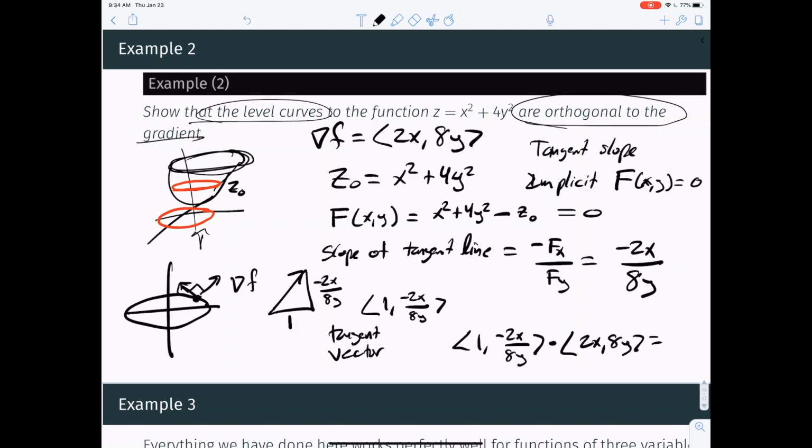And I get 2x minus 2x equals 0. So two vectors, we dot product them, we got 0. When the dot product of two vectors is 0, those vectors are orthogonal. So there we go. And we did it not just for one case, we did it for any level curve and for any random point xy on that level curve. So that was just this example, but this is true all the time. All right.